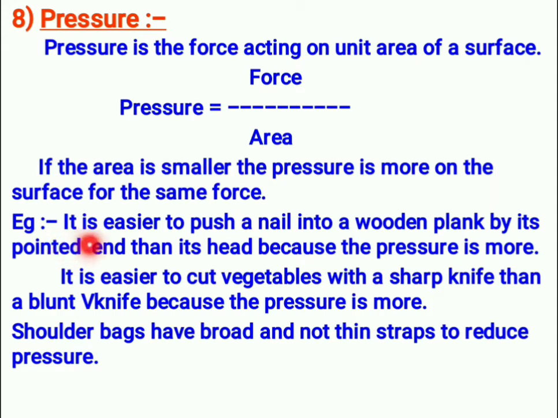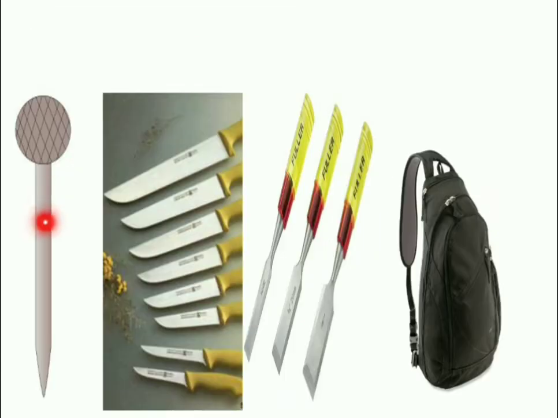For example, it is easier to push a nail into a wooden plank by its pointed end than its head because the pressure is more. See here, have you seen a nail? This nail, isn't it? What is easy? Is it easy for the nail to go into the wall from this point or from this point? It is so difficult for the nail to go from this point into the wall, isn't it?